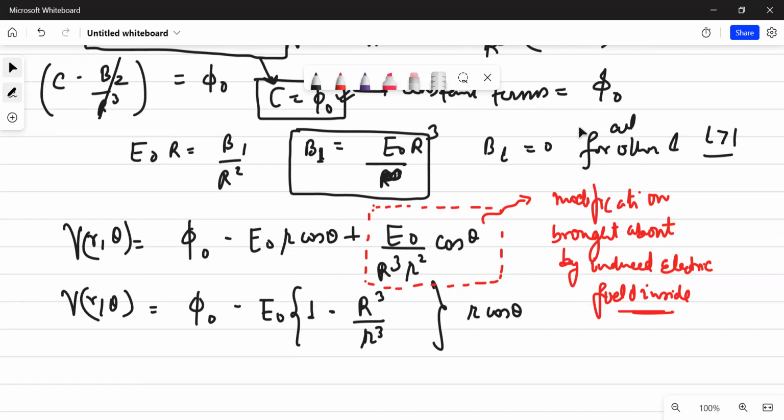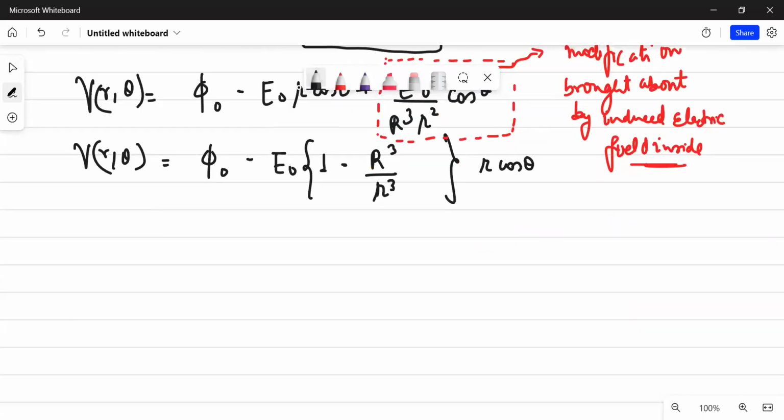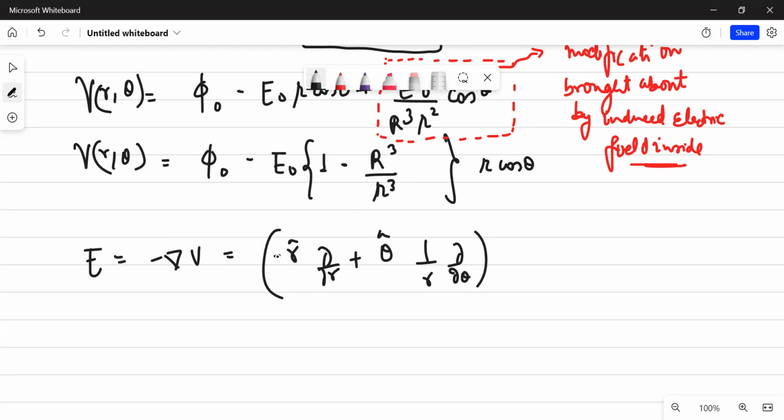Now, let us first find what will be the electric field. That will solve a little bit of your problem. The electric field is given by minus grad of V. Understand this is a function of r and theta, so it will be written as minus r cap del by del r plus theta cap 1 upon r del by del theta, acting on V(r, theta). Is that clear?